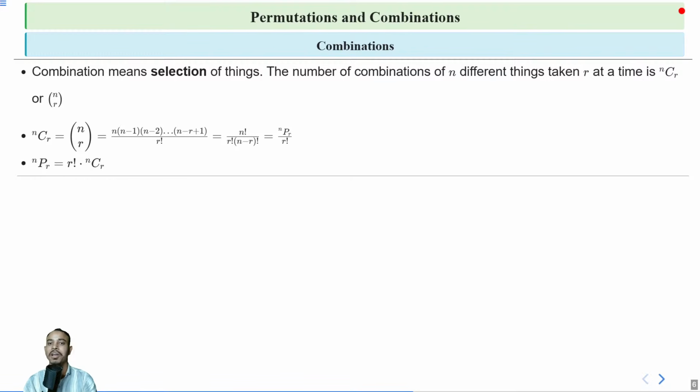Clear? Do you have any doubt? This is very simple. I hope you have no doubt on this slide. Here we covered what a combination means, how to denote combination, the formula of combination nCr, and the relation between nPr and nCr. Very simple, so I hope it's clear to all of you. Now moving to the next.